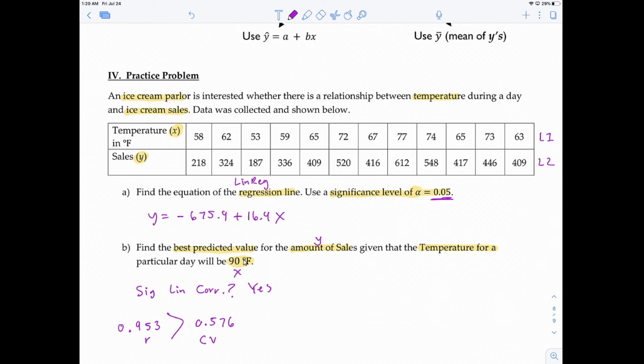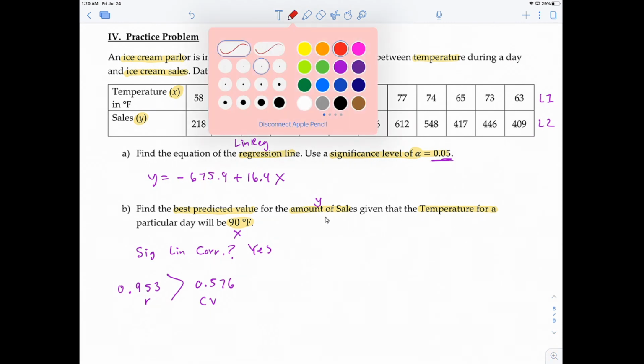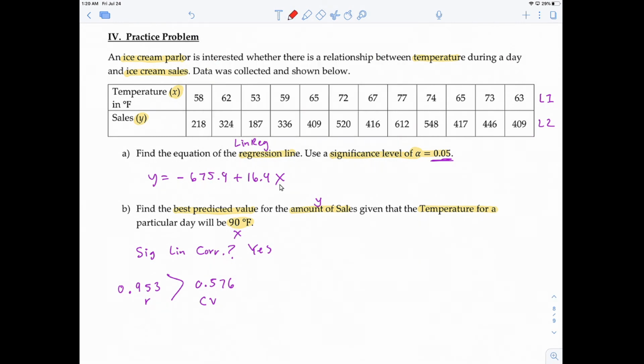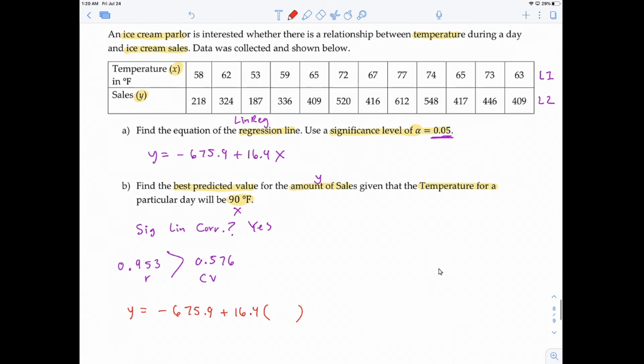when the temperature is 90 degrees, we can use the regression equation. So what does that mean? We're just going to substitute this 90 into the equation right here. So we get the following. We get y equals negative 675.9 plus 16.4 times x. In this case, x is 90, so I'm just going to plug this 90 into the equation.